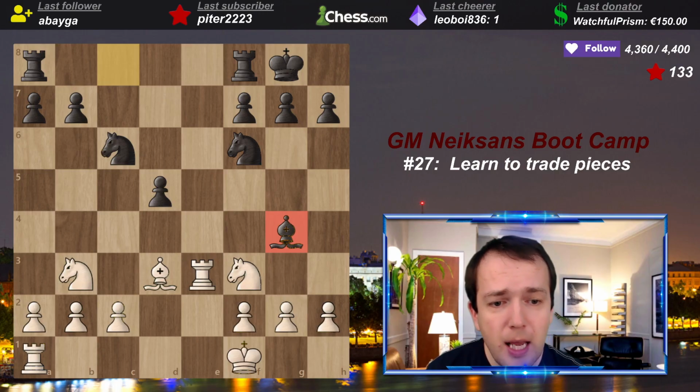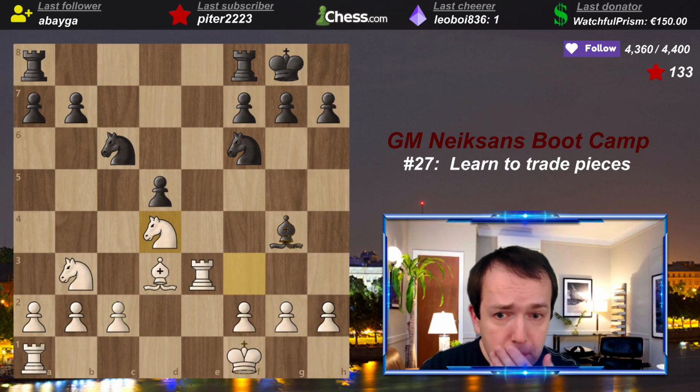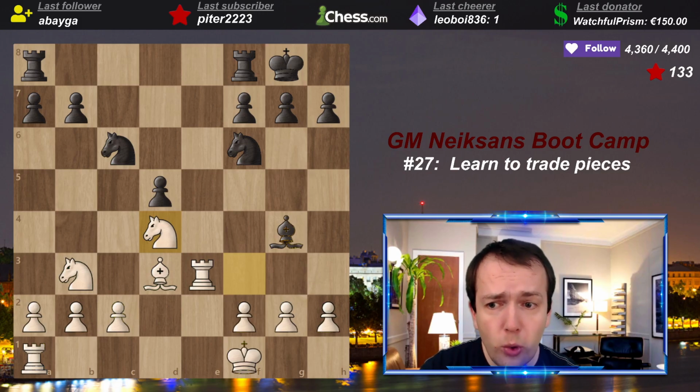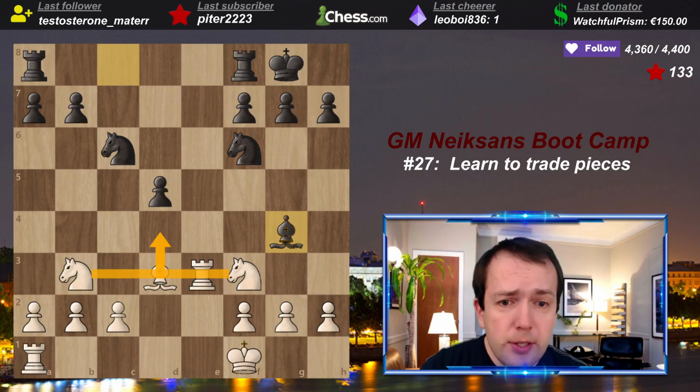So what do we do automatically? Knight e4. We go for the blockade. Yeah, it's a lot worse. This knight on d4 is automatic. So if you were thinking about the difference between knight e4 or knight e4, there you go. You already see the difference.